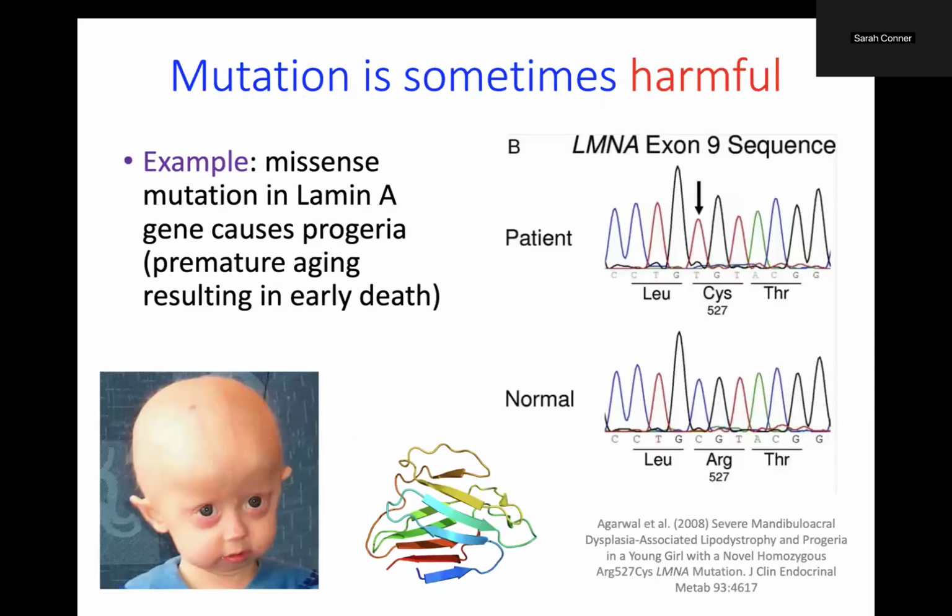So if we're looking at mutations that are sometimes harmful, this is one of those cases. Lamin A gene causes progeria, which is a premature aging resulting in early death. So, this is a missense mutation, which hopefully you remember is when the amino acids are changed. They're not the same, they are basically different amino acids.